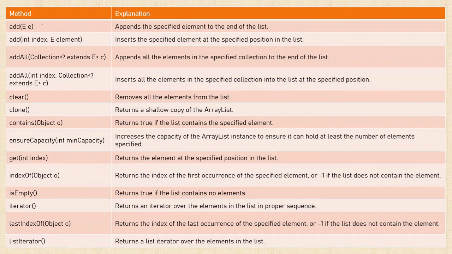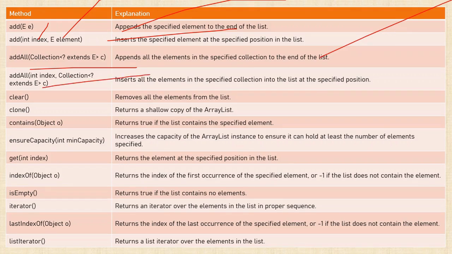Okay, add, so we use it to add. We can do add object. We can also add with index, which inserts a specified element at a specified position in the list. Here you can provide the index and element. Then addAll, which internally uses collections. We have addAll with index and collection. We have clear, which removes all the elements from the list. Clone is used to clone. Contains returns true or false if the element is contained.